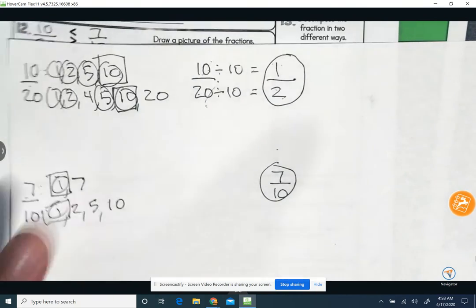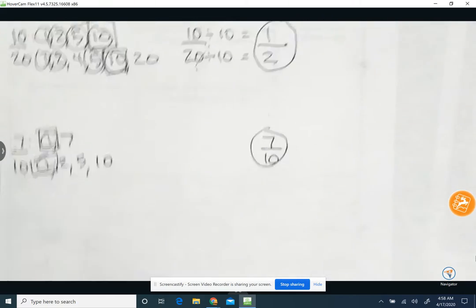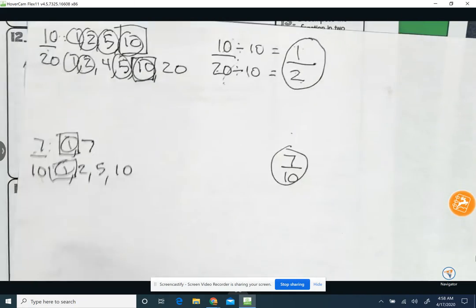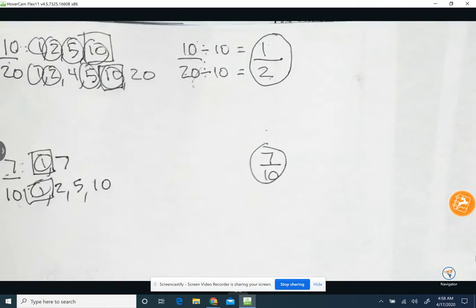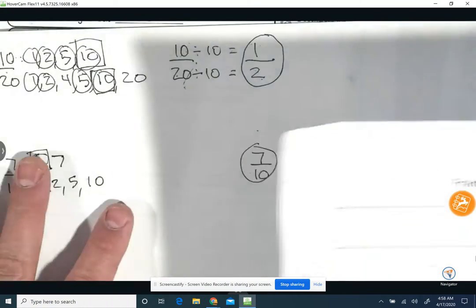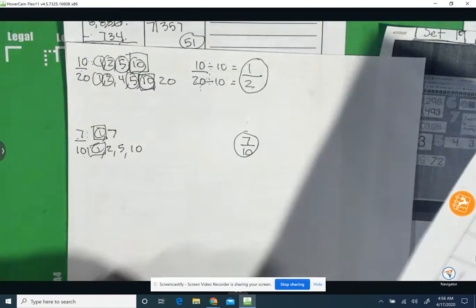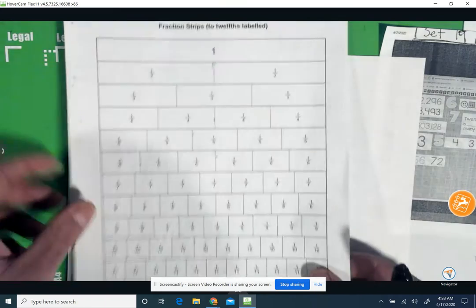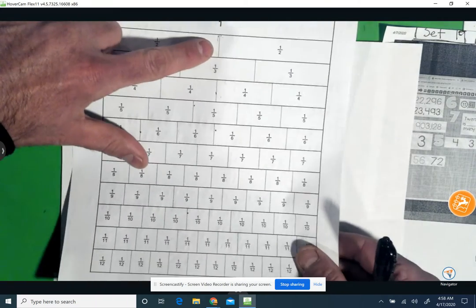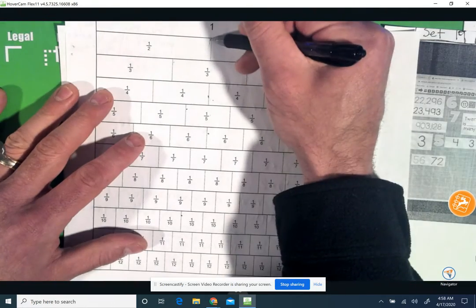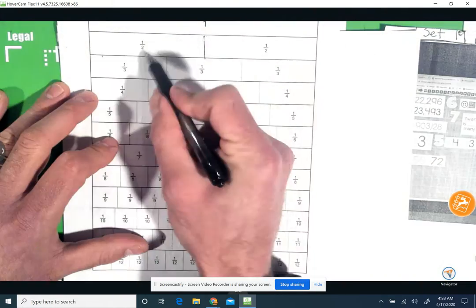Why do we put it in simplest form? We put it in simplest form so we can get a denominator that's 12 or smaller. Why do we want a denominator that's 12 or smaller? So that we can use our fraction strips to compare the fractions, of course. So we have 1/2 right here, okay? And there's our 1/2 mark, right?